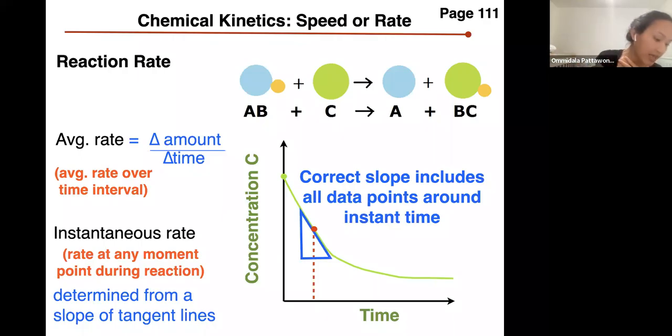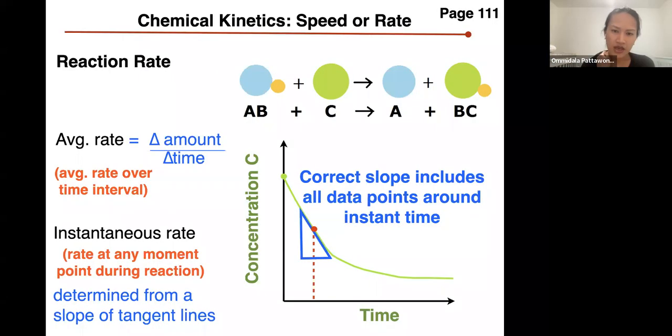For example, in this case, we are focusing on this time right here. Therefore, in order to draw the tangent line, it has to include the majority of these points, those data points right there. Then you are going to find the slope. The slope of this is going to give you the instantaneous rate, because any point on this slope has the same value. So if you determine the slope, the value of that would be the instantaneous rate.